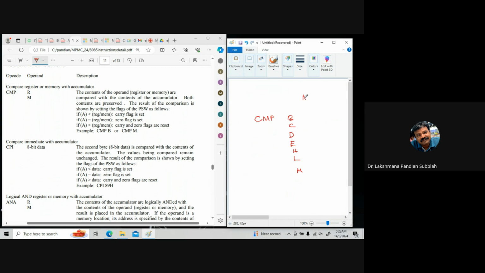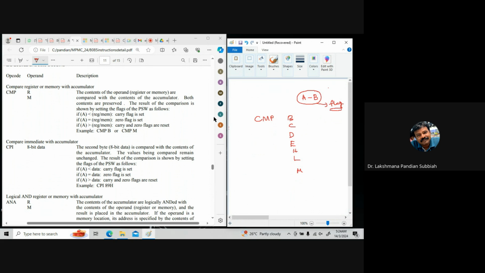It will do the operation A minus B, and depending on the result, only the flags will be set. It won't change any accumulator content. It just subtracts, using a temporary register to do that operation. This operation is going to affect the flag registers. So compare is going to affect the flag register.